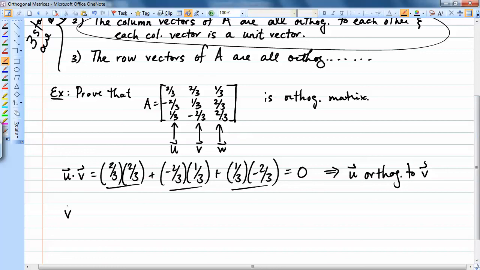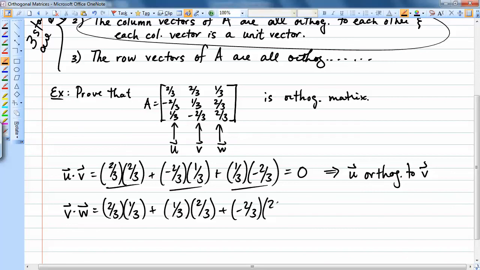And then if I do V dot W, you're going to end up with the same thing. If I do 2/3 times 1/3, you're still going to get 0 out of this thing. And if you don't, then something's wrong with the matrix in the first place; it's not going to be orthogonal. So here's V dot W, and this is 2/9, 2/9, and negative 4/9, so we get 0 again. So therefore V is orthogonal to W.